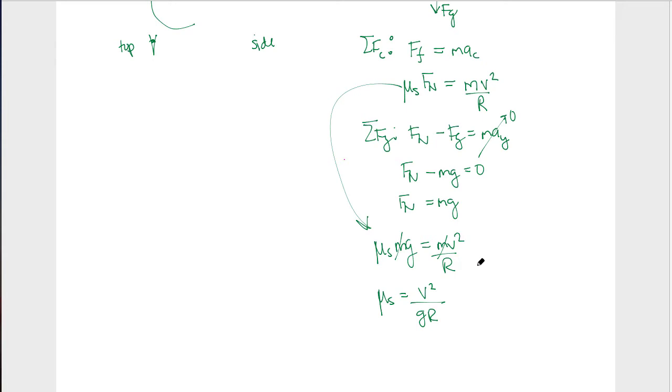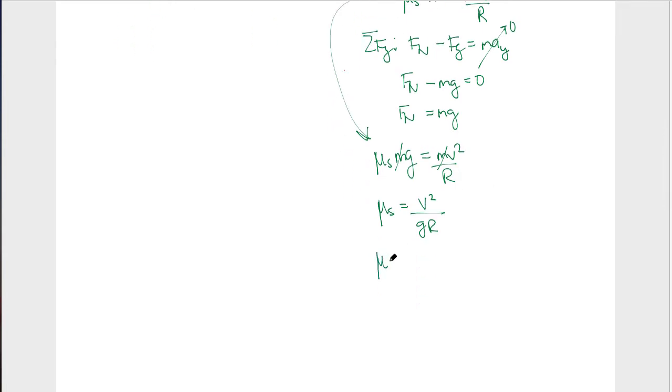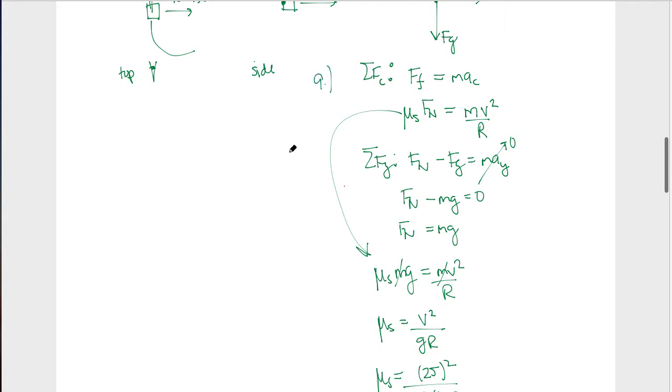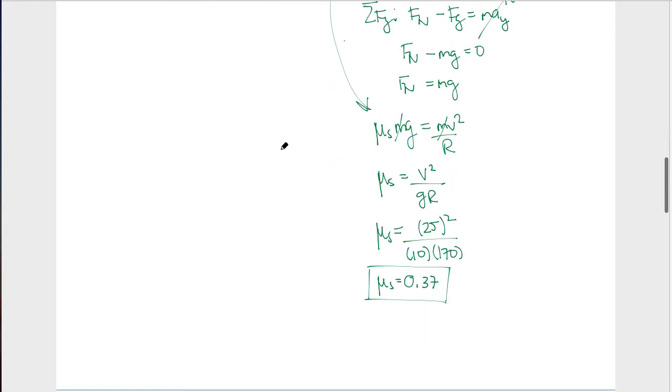So I can substitute values in for this. From before I have 25 meters per second squared over, we have g, so we'll just use 10, why not? And our radius is 170 meters. So our coefficient of static friction will be 0.37. So there's our coefficient of static friction. This is part A. Our coefficient of static friction is 0.37.